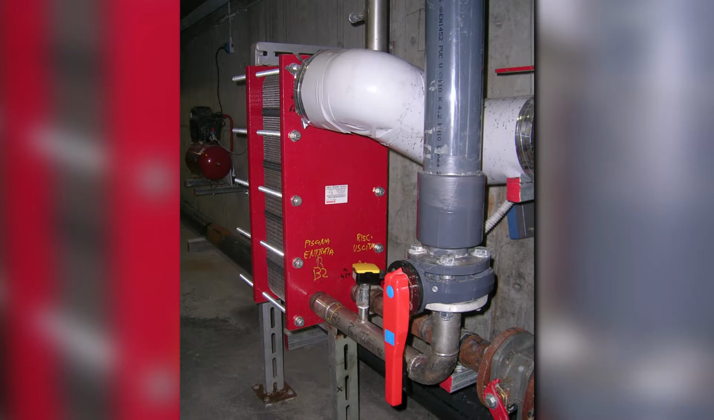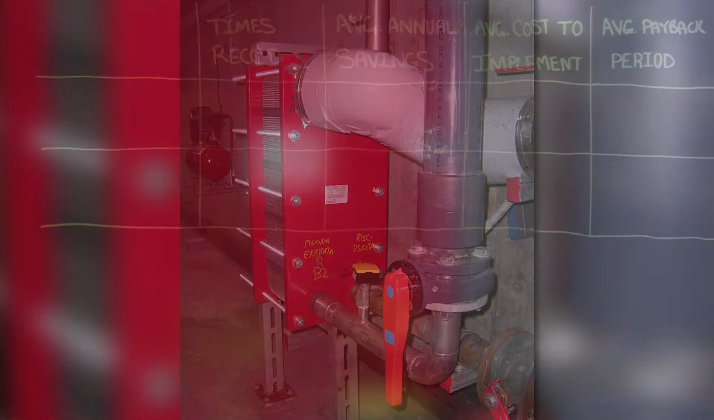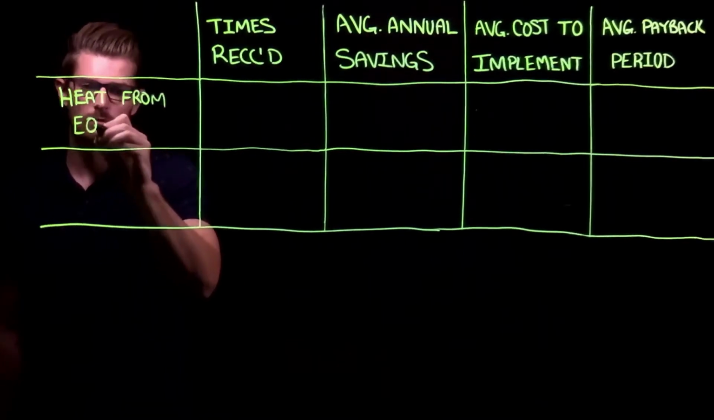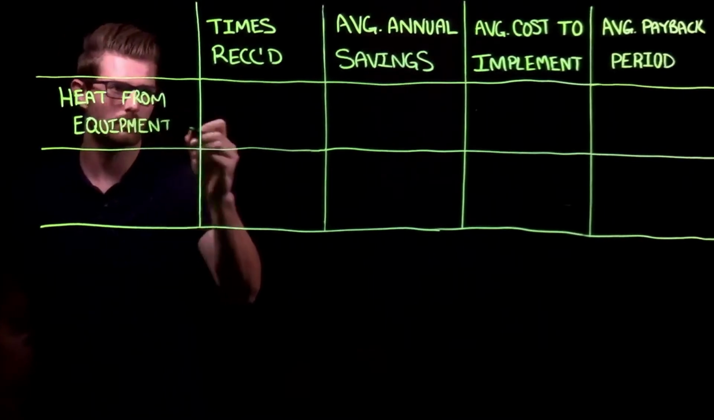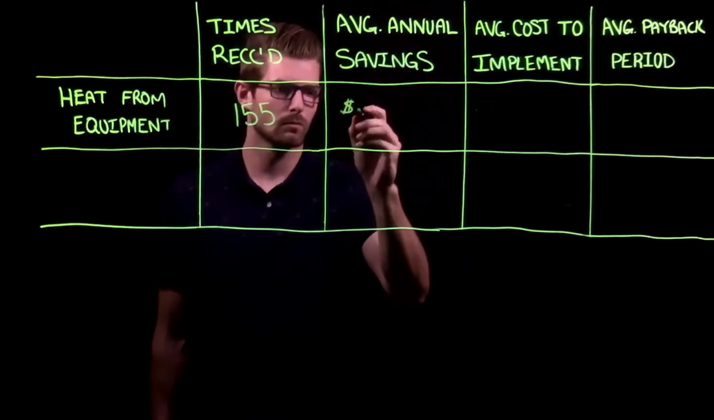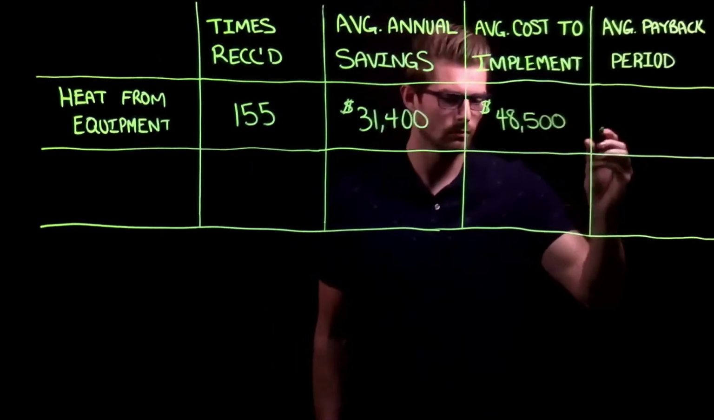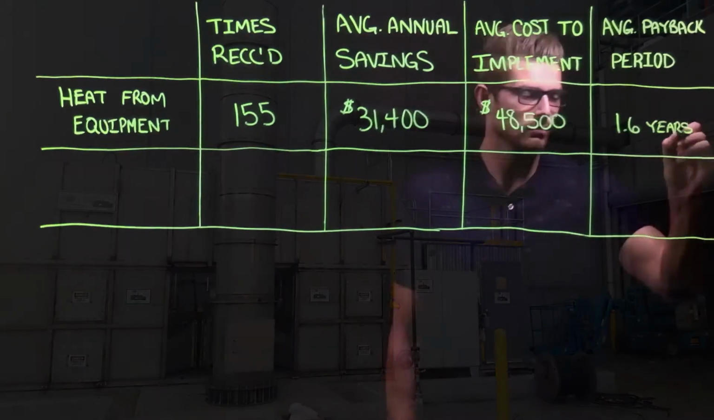As a rule of thumb, when continuous blowdown exceeds 5%, this option should be considered. Similar actions have been recommended 155 times. On average, savings have totaled $31,400, and the cost to implement this recommendation has been $48,500. Typically, the payback period is 1.6 years.